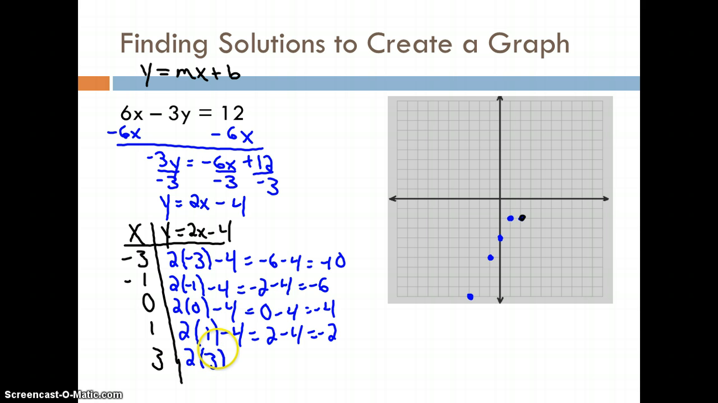Now we do 3. 2 times 3 minus 4. I get 6 minus 4. That's equal to 2. So 3, 2. 1, 2, 3, 1, 2. I have my 5 points. Since these are linear equations, they are a straight line, so we can connect these dots with a solid line, and that graph represents the line 6x minus 3y equals 12.